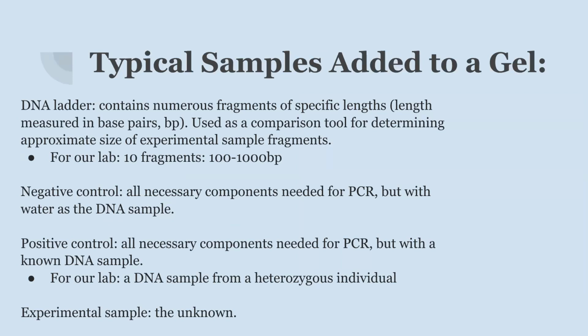So what is typically added to the gel? So again, we have a DNA ladder. It has numerous fragments of specific lengths. The lengths are measured in base pairs. Okay, and it's used as a comparison tool for determining the approximate size of the experimental sample fragments. And for our lab, we are going to have 10 fragments in our DNA ladder that range between 100 to 1,000 base pairs in length.